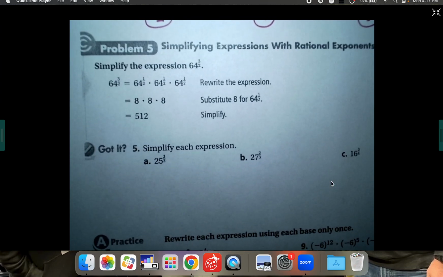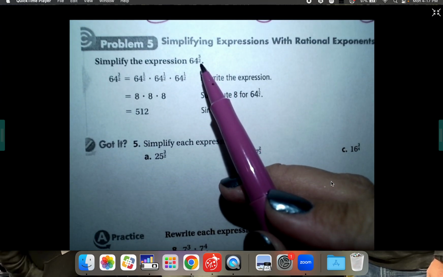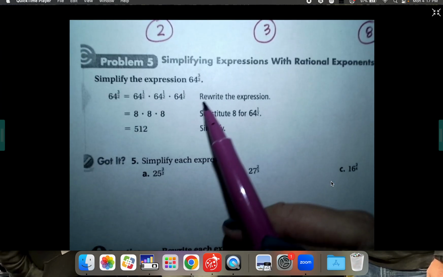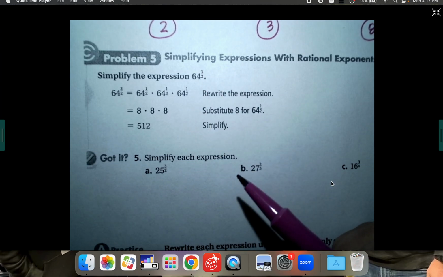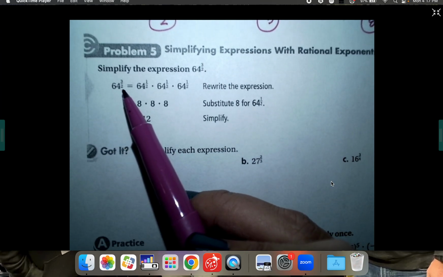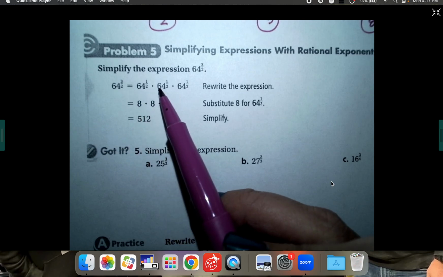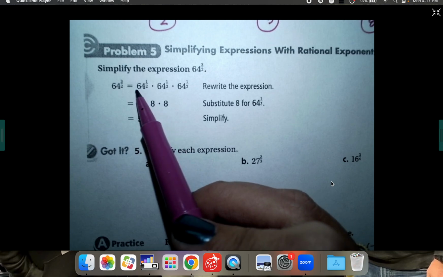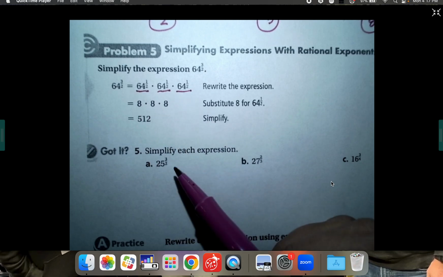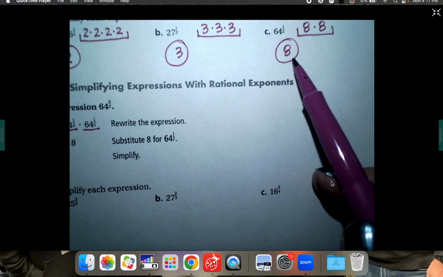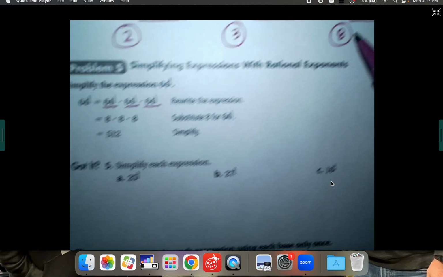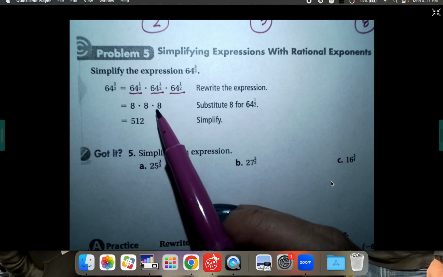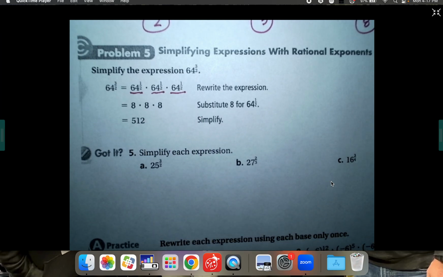Okay, so what happens if it's just not a 1 on the top? If the numerator, see this was 1/4, 1/3, 1/2. What happens if it's 3/2? So if it's 3/2, you need to break it down into 3 of the 1/2's. So if there's 3 halves, I need 1/2 3 times. And we just solved this problem and got 8. 64 to the 1/2 power is 8. So it's 8 times 8 times another 8, which is 512.